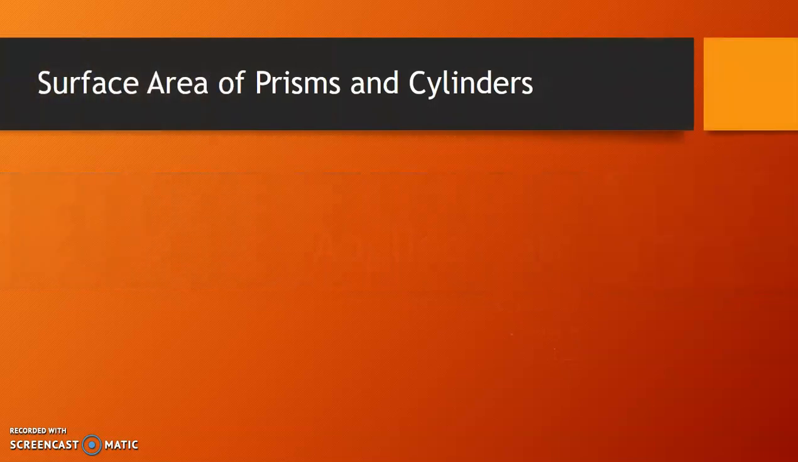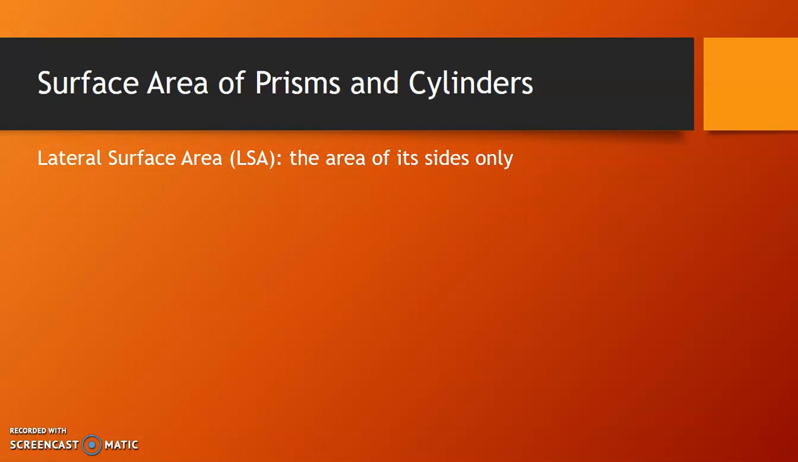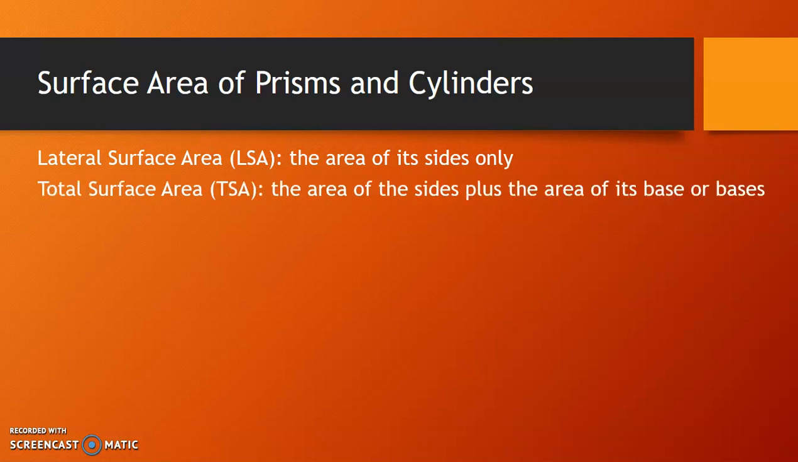So we're going to first start off with prisms and cylinders. Now these are the two types of area that I was talking about. So the first one is called lateral surface area, or LSA, and that's when you find the area of its sides only. Total surface area, or TSA, is when you find the area of all the sides plus the area of its base or its bases.